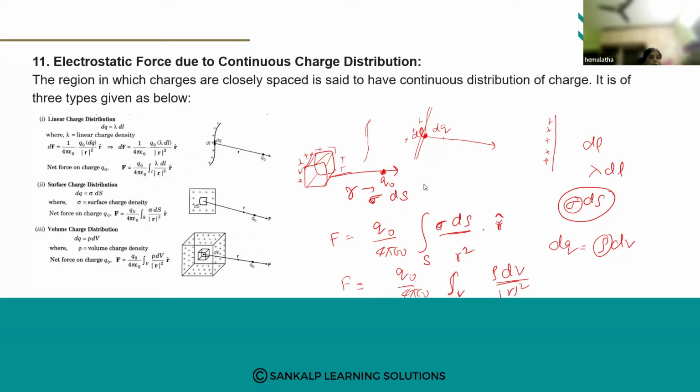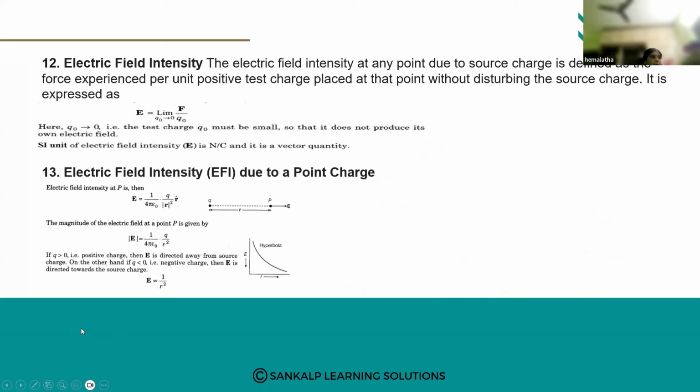Next is what? Next is about the electric field intensity. Just now I told about the field. Okay, field intensity, that is E is equal to, just now I told about the electric field. Now electric field intensity is equal to F by Q naught. Limit of this formula, and I just now told about this one. Intensity means what? The electric field intensity at any point due to a source charge is defined as the force experienced by a unit positive test charge placed at that point without disturbing the source charge.